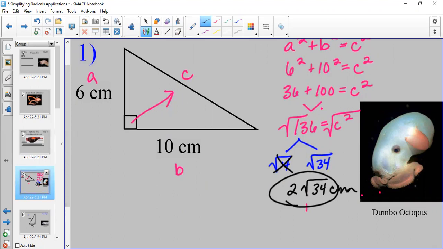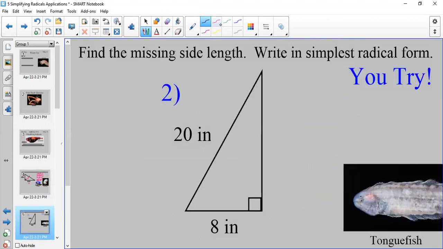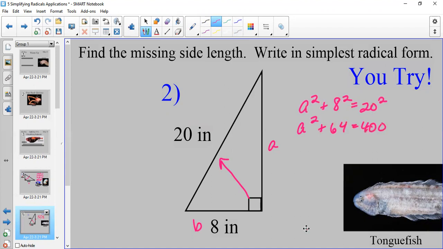All right, let's go ahead and try another one. So this time our C is the 20, and we're missing, let's say, the A, and our B is 8. So here we have A squared plus 8 squared equals 20 squared. 8 squared is 64. 20 squared is 400. Unlike the last one, I don't add them. I subtract this time. So if I subtract that 64 from 400, I'm going to get my calculator out here to make it go a little bit faster. Give me an answer of 336. To undo squaring, I square root.